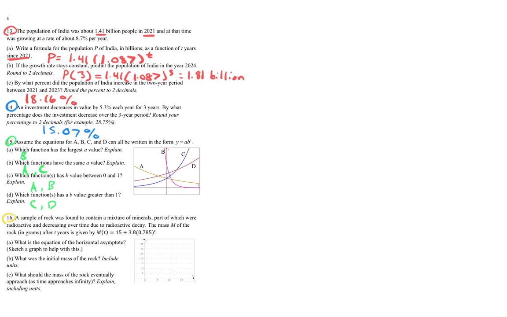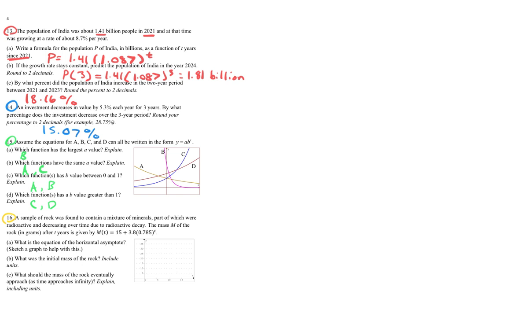Okay, so for number 16, we're given a sample of rock that was found to contain a mixture of minerals, part of which were radioactive and decreasing over time due to radioactive decay. The mass m of the rock in grams after t years is given by this function here. So what is the equation of the horizontal asymptote? Sketch a graph to help with this.